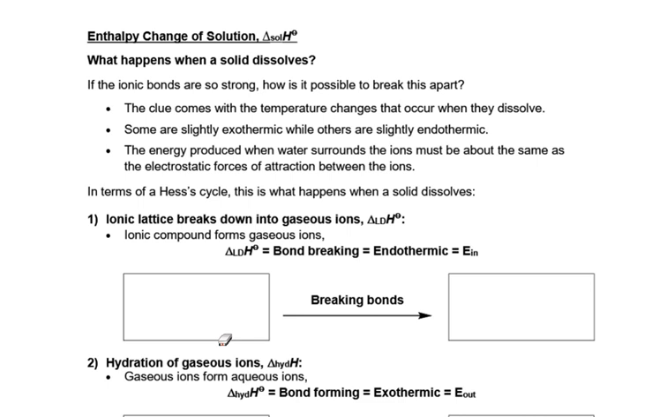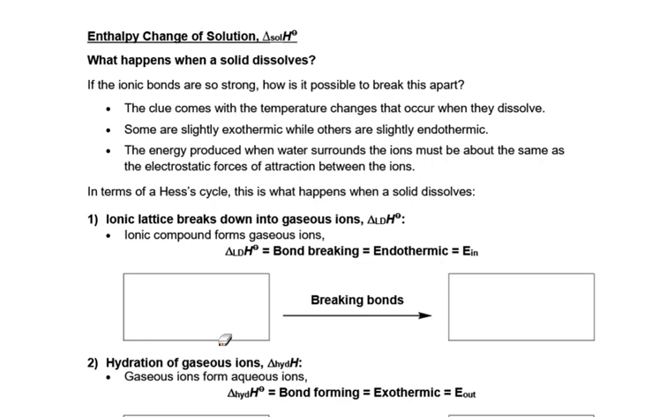So what we're going to look at in this video is what happens when our ionic solids dissolve. Why do ionic solids dissolve? Ionic bonds, we've just said, are so strong. We've been measuring them with our lattice enthalpy. They're very big numbers. So how is it possible that we can break that apart simply with water?